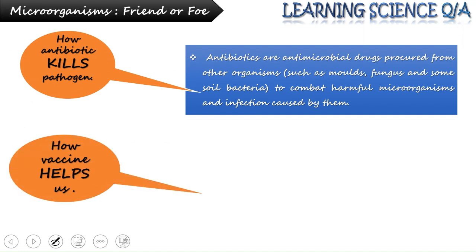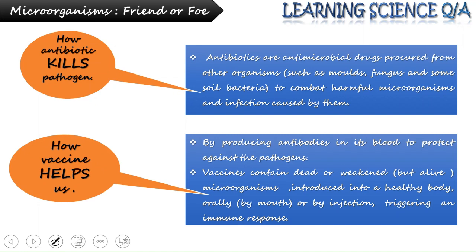How are vaccines helping us? Vaccines help us by producing antibodies, and these antibodies are produced inside the blood. Once produced, they protect us against the pathogen, and many times they protect us against the product of the pathogen, which may be an antigen. So a vaccine contains either dead, live, or weakened microorganisms. The microorganism present in the vaccine can be alive, but yes, it would be weakened. It is not going to harm you.